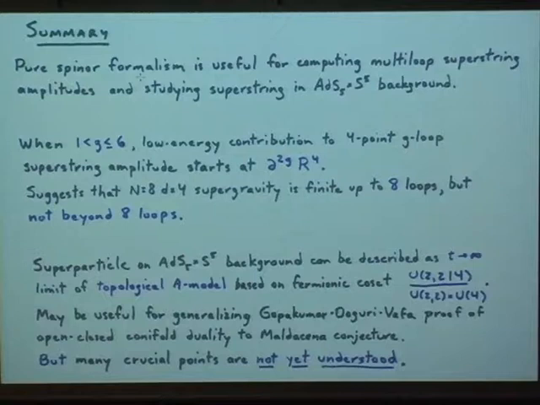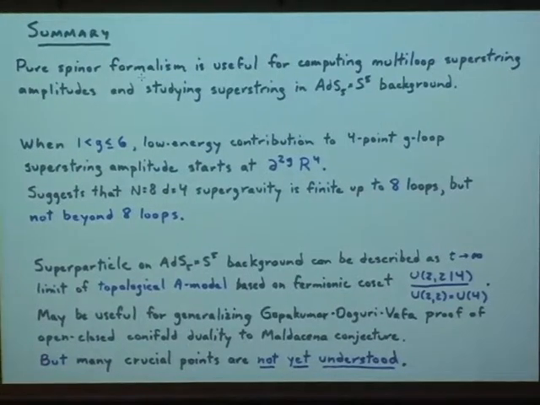And the idea is to use this topological A model to try to generalize the Gopakumar-Ooguri-Vafa proof of the open-closed duality for the conifold to the Maldacena conjecture. In that case, one has an open topological A model with a different fermionic coset. But there are many crucial points in order to generalize this proof which are still not yet understood. So this is work in progress with Kumar and Vafa. Okay, so I'll stop there.